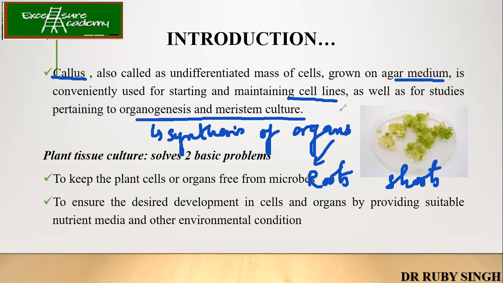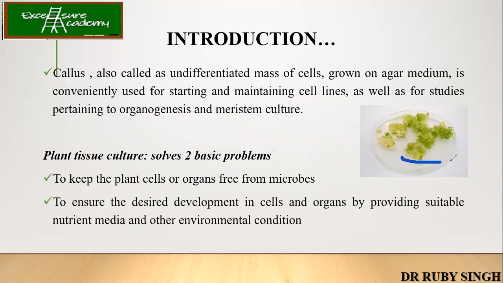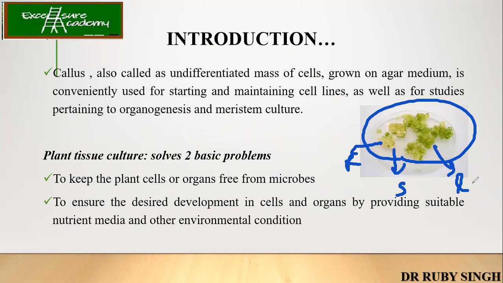Yeah. Now, what is callus over here? You can see that this growth is an undifferentiated mass of cells. Why is it called undifferentiated? Because from this cluster of cells, you cannot say whether it is going to become roots, or shoot, or leaves. Nothing you can say. It's just a clump of cells which is grown on the agar medium.